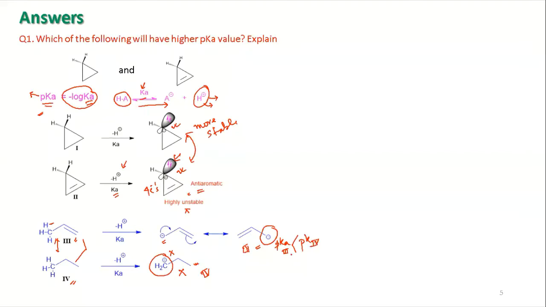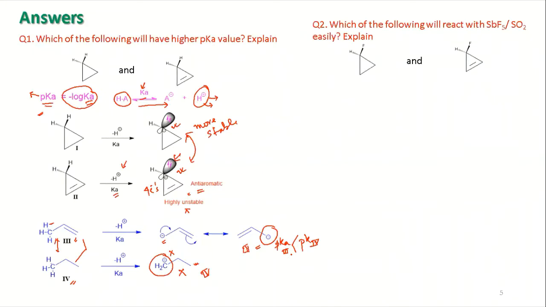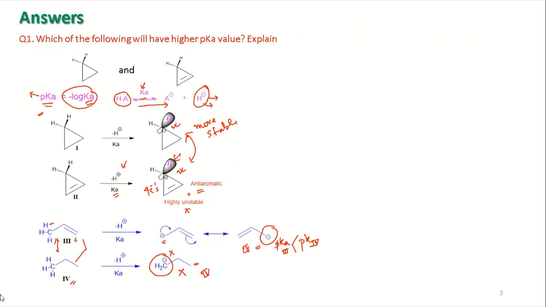Sir, please explain it once more, sir. Okay, so first of all, did you get the point? What does it mean by pKa? You got the point, right? Higher the pKa means less accessible H plus. Lower the pKa, if it is low, more easily you can get the H plus.